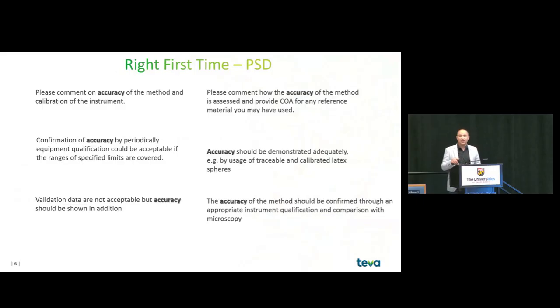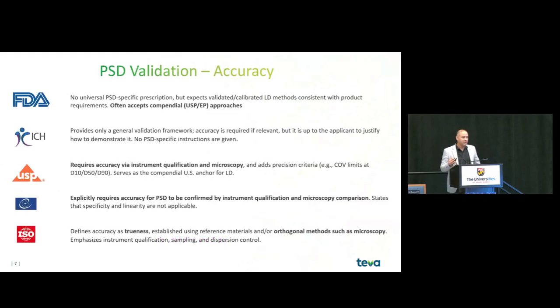And we understand that authorities are also not sure how they need us to do accuracy, but they are asking us in different ways. So the FDA basically doesn't have a specific way how they're asking us to do the accuracy, but they usually can accept whatever is in the USP and EP. And if we go to ICH, again, it's up to us to perform the accuracy the way we want, but USP and EP are mentioning microscopy.